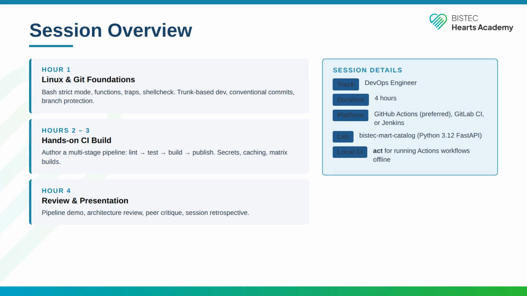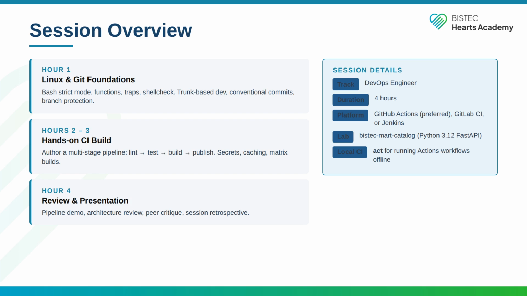Here's how the 4 hours break down. Hour 1 is foundational. We cover bash strict mode and Git workflow concepts. Hours 2 and 3 are the heart of the session, hands-on building of a multi-stage CI pipeline. Hour 4 is where you demonstrate your work and critique each other's pipelines.